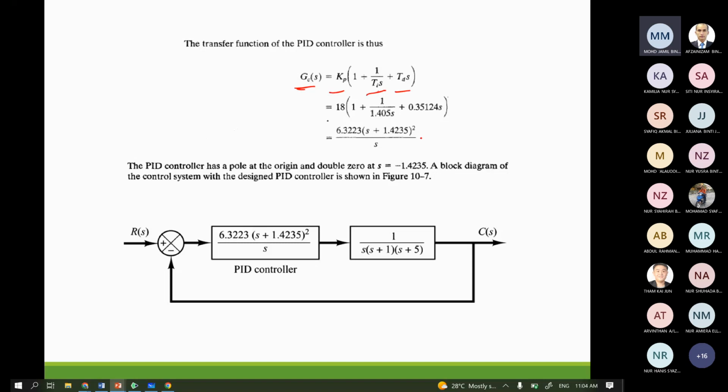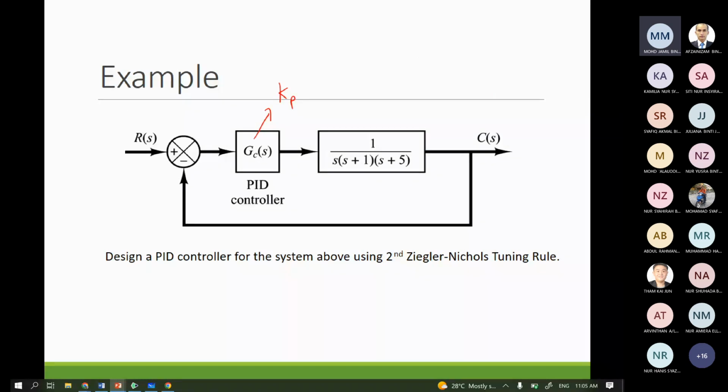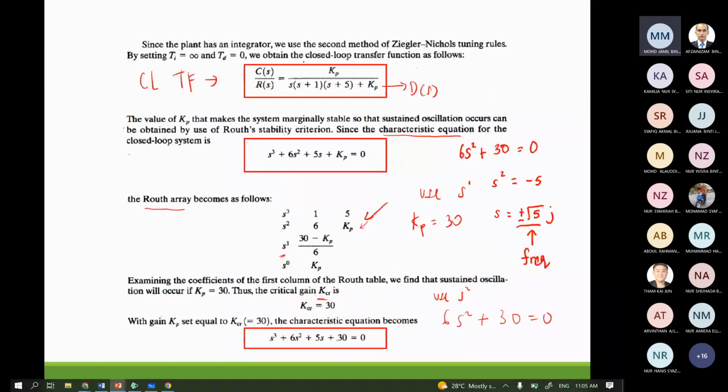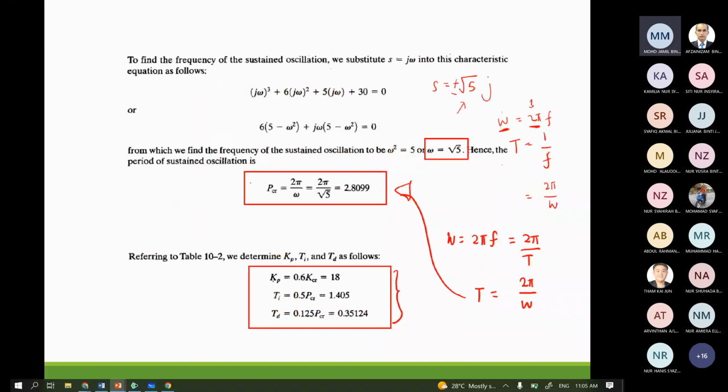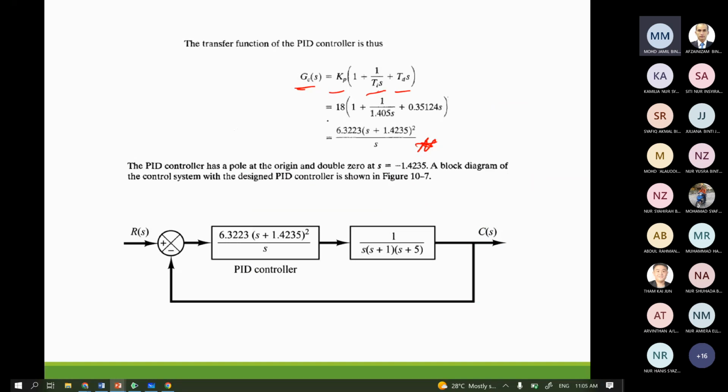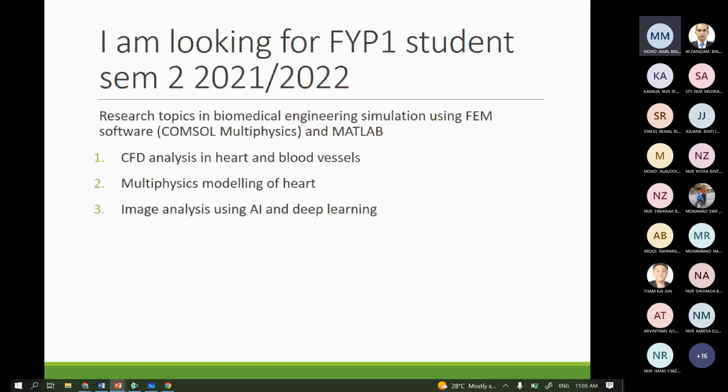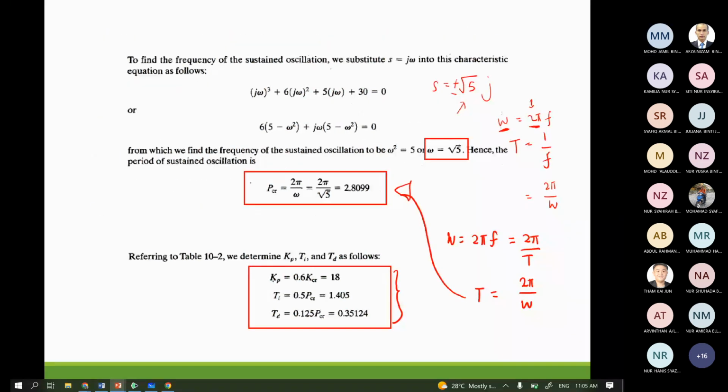Okay, so fairly straightforward. You need to first assume the controller is made up of KP, and then find the closed loop transfer function, generate the Routh array table, find KP at marginally stable, then find the value of PCR, the period of oscillation, and then determine KP, TI, and TD, then determine the final transfer function. Okay, any questions before we proceed to tutorial?